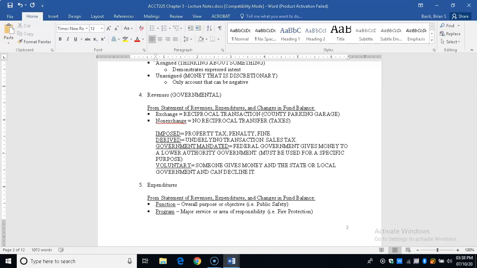So the federal government might tell the state of Maryland, we have some grant money. If you want to provide vaccine research for your Department of Health and Education, then we'll give you the money. But if you don't want the money, you don't have to take it. That's called voluntary non-exchange revenue.